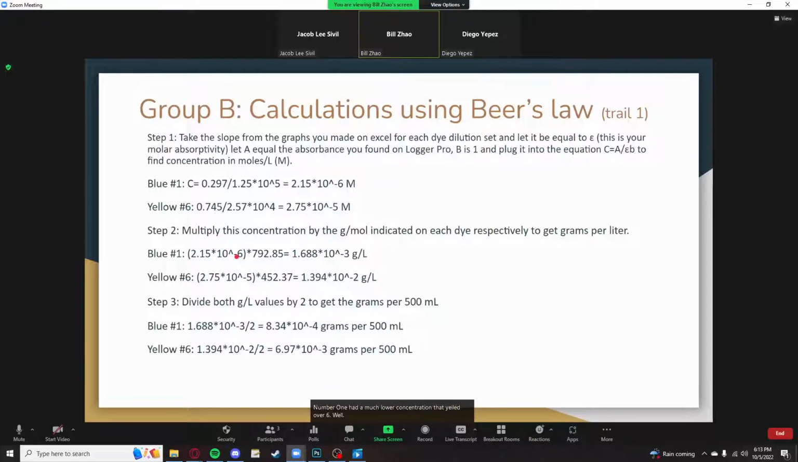Once we did that, we essentially just divided each value by 2 to get the concentration for 500 milliliters, so the number of grams per half a liter. Doing that, we found the result was 8.34 times 10 to the negative 4 grams per 500 milliliters for blue number 1, and 6.97 times 10 to the negative 3 grams per 500 milliliters for yellow number 6.